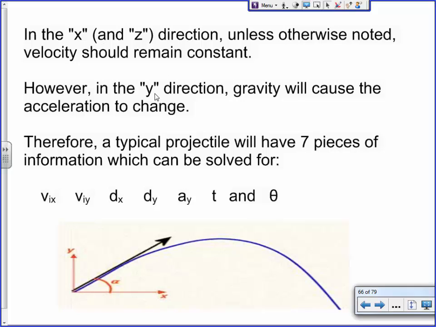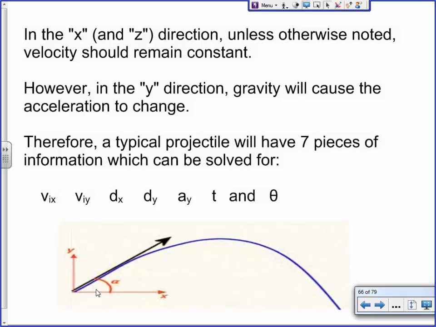In the y direction, you can actually have a change in velocity. So in terms of what I've written here, you can have a velocity initial in the x direction, a velocity initial in the y direction, distance x, distance y. But acceleration only applies to the y direction, because gravity pulls things up and down. Gravity doesn't make things go faster in the side-to-side direction. So we only have to worry about acceleration in y. Time, and then we're going to throw in one new variable, which we haven't covered yet, an angle. The angle being the angle at which you launch something.